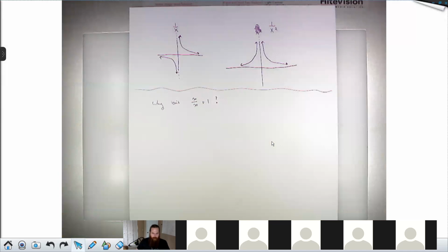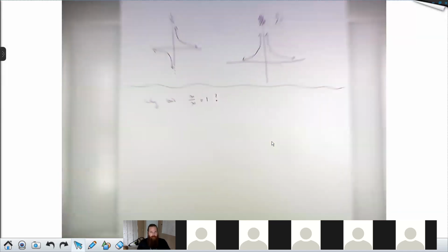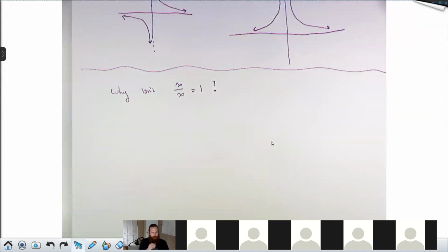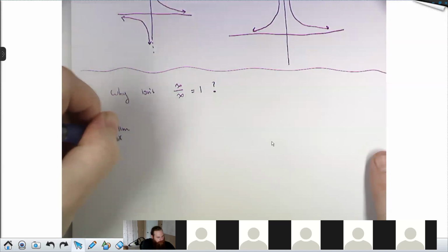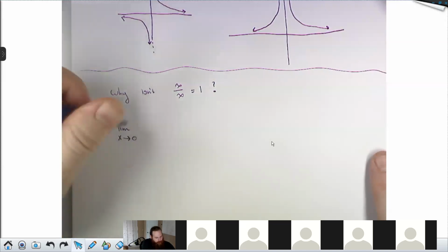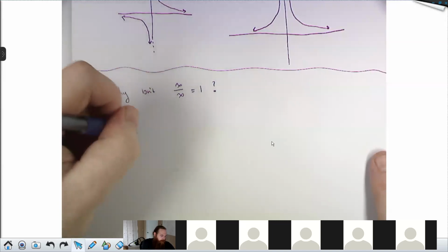Well, infinity is not a number. These always show up in limit situations. So let's try to think of a few ways we could get infinity over infinity. I'm going to need a limit. And let's do something like the limit as x goes to 0, let's go to 0 from the right.